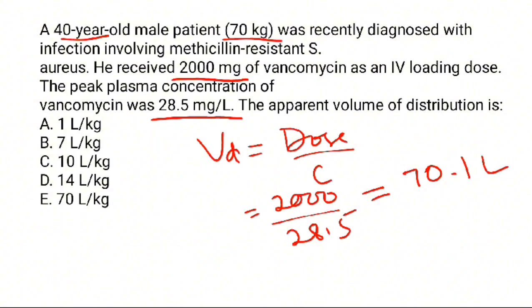liter. Now, because the patient is 70 kg, the volume of distribution per kg will be 1 liter per kg, and the correct option will be A.